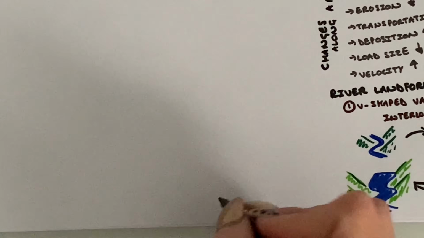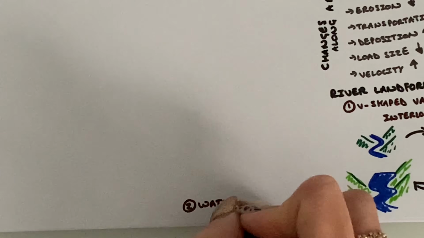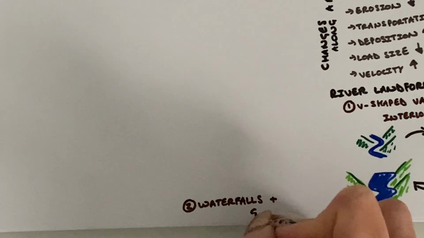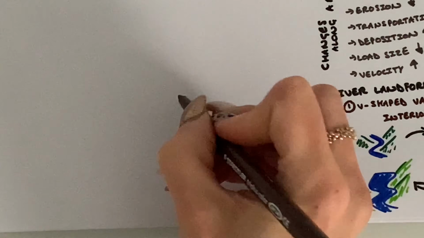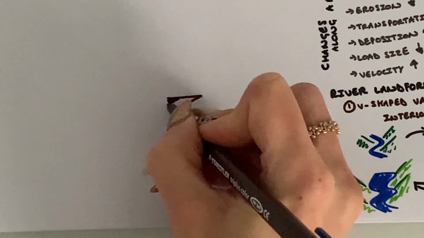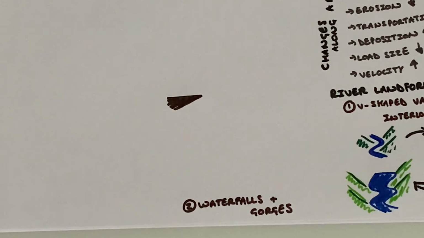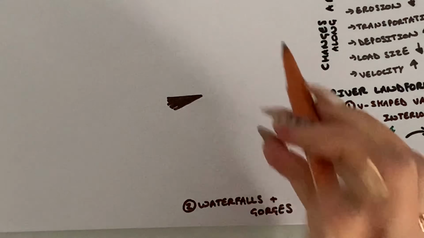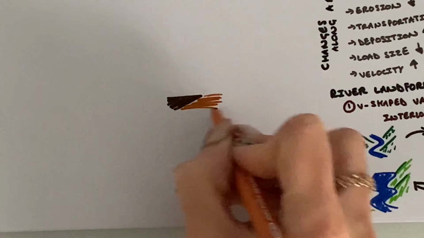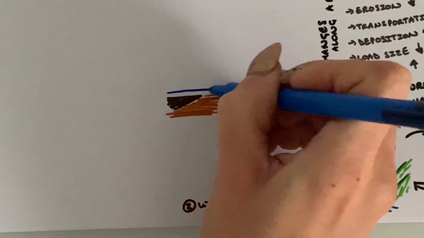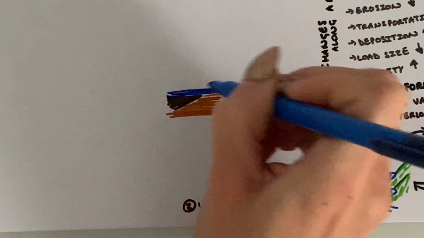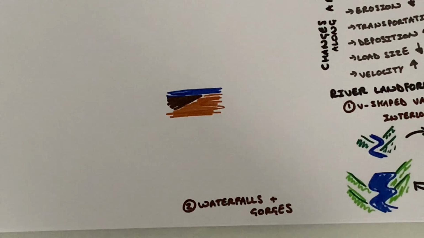So now let's move on to our second upper course river landform, and that is known as a waterfall and a gorge. Now, when it comes to the creation of waterfalls, we have the river travelling over a band of less resistant rock after flowing over a relatively small section of resistant rock. So less resistant rock is less resistant to erosion, more easily eroded, whereas more resistant rock is harder to erode.